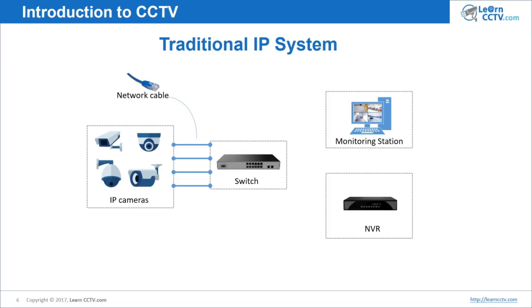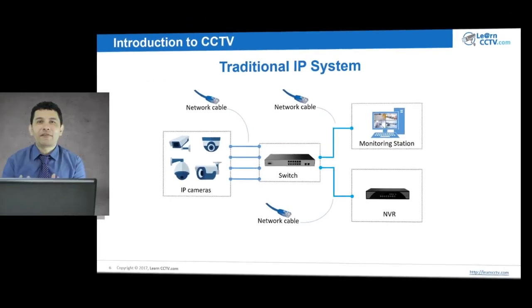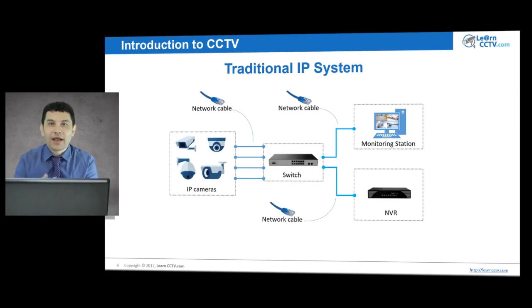And in this switch, I'm going to use a network cable directly from the camera to the switch. And here I also connect a network cable to the NVR, the recorder. And to the monitor station, I also use a network cable. You see the difference? I have no coaxial cable here. I have no analog system. Everything is digital already. From the camera to the NVR, the recorder, right? From the camera also to the monitoring station. Everything here is digital, starting from the camera to the monitor station.